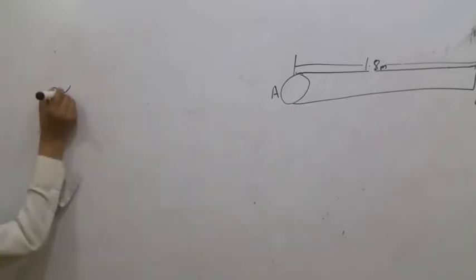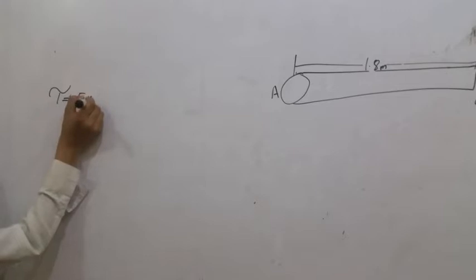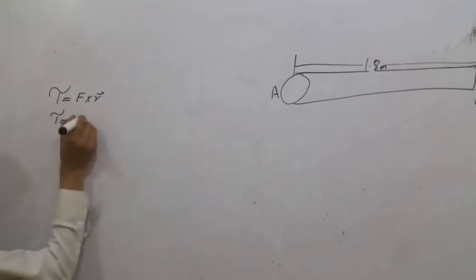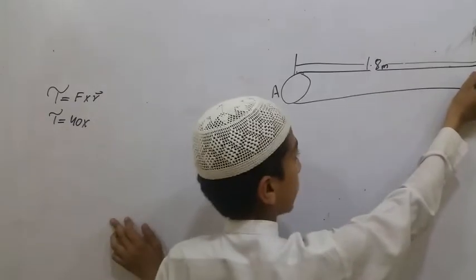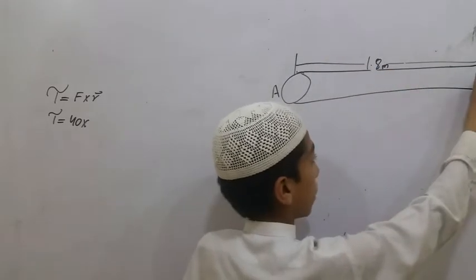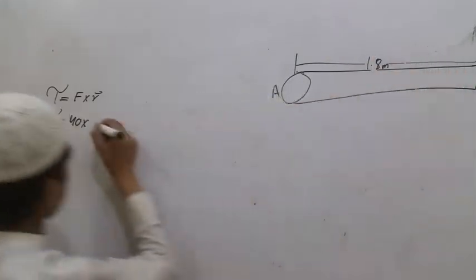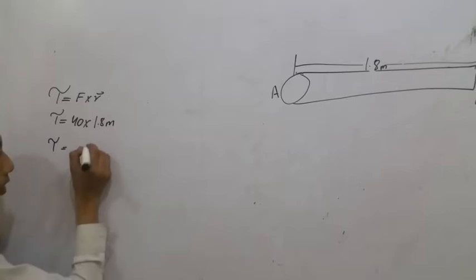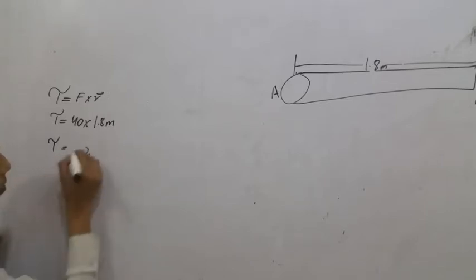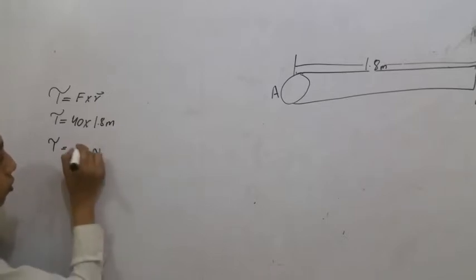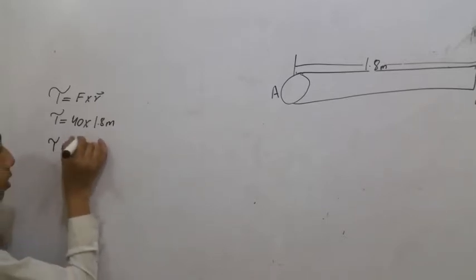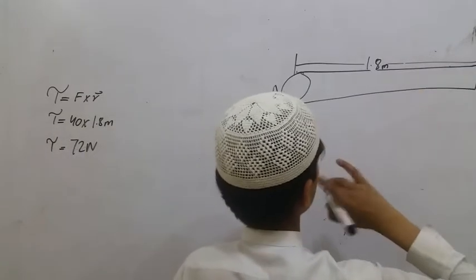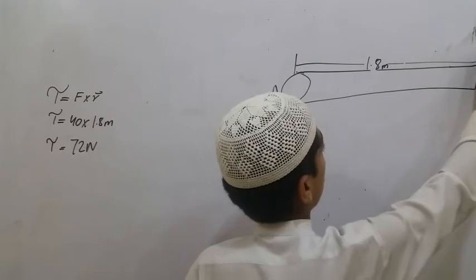To find torque, torque is equal to force into moment arm R. A man applies a force of 40 Newton here. So from the axis of rotation to the point of action of the force, this distance is 1.8 meter. So torque is equal to 72 Newton meter. Here this is torque in anticlockwise direction.